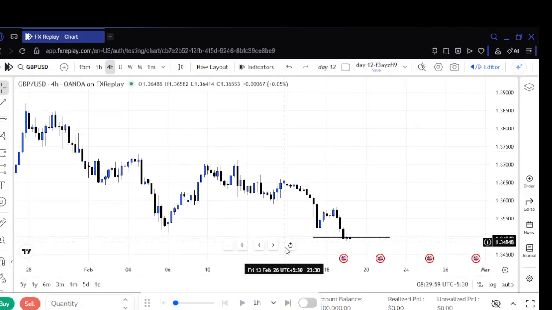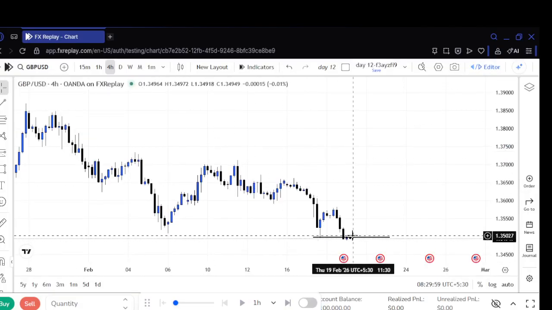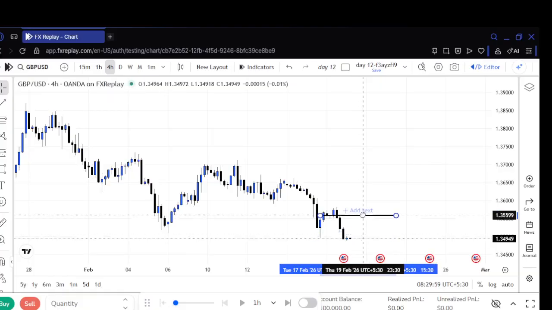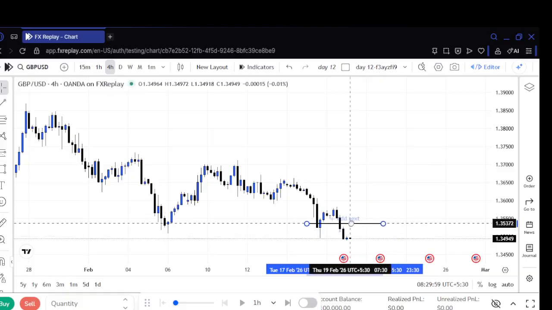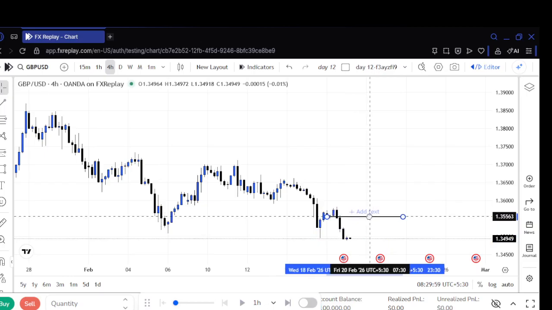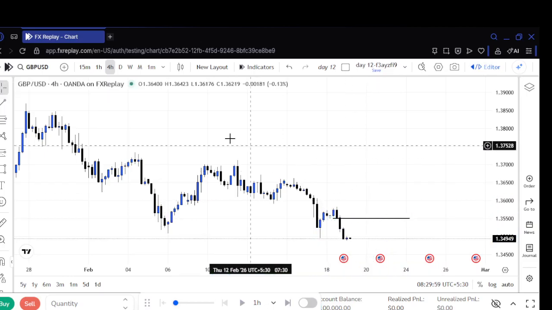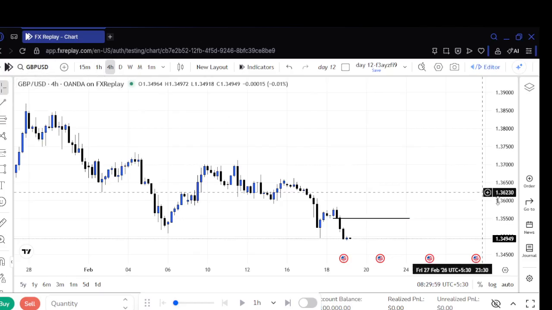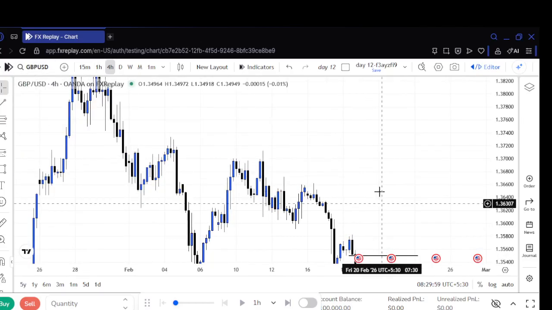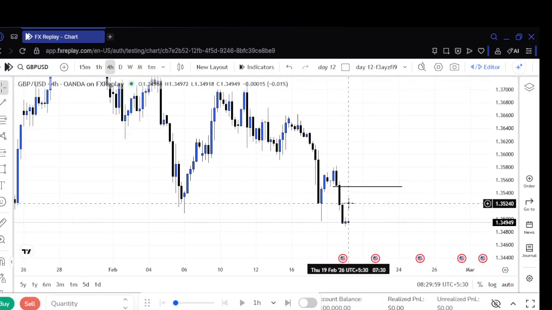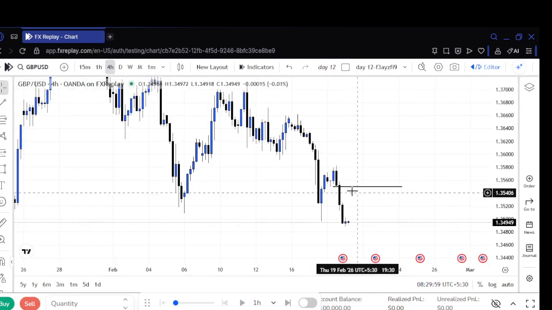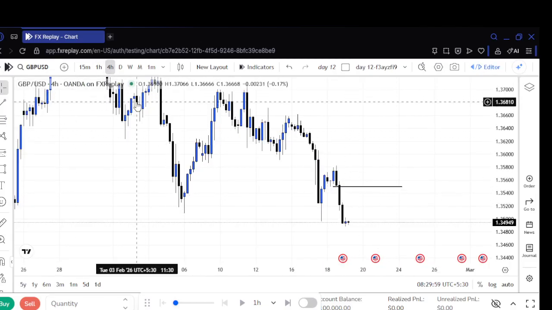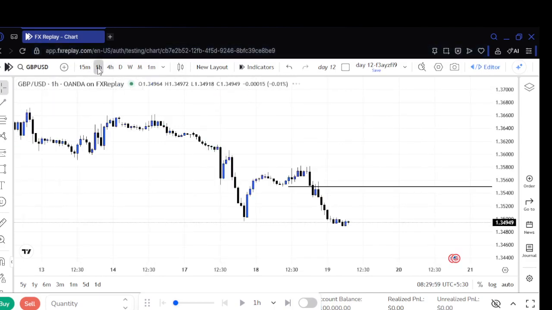GBP 4 hour testing the liquidity, and yes, lower high, lower low, and then it might go for the lower high. It might go for a buy in GBPUSD. I think it's okay. I think it's gonna go and fill up the gap here. That's why we use a fair value gap, right? We use the fair value gap here.